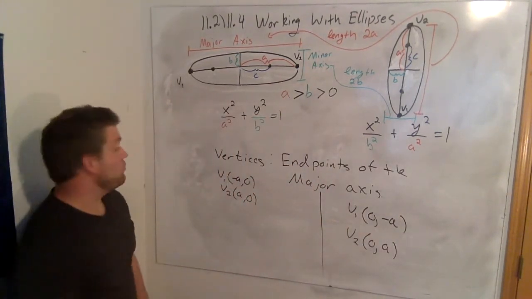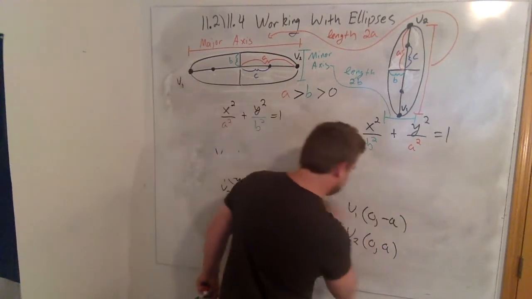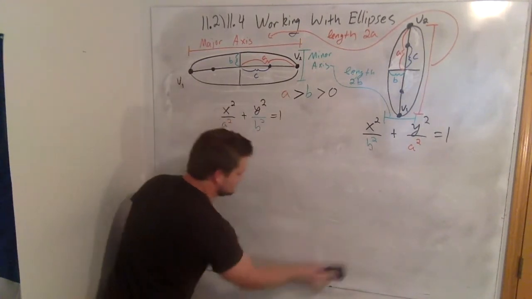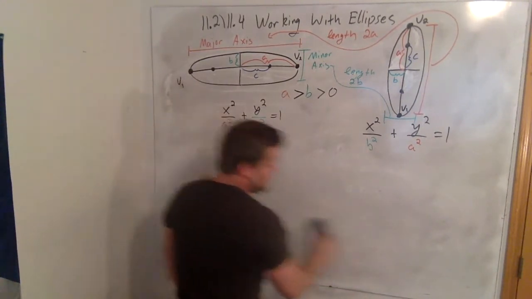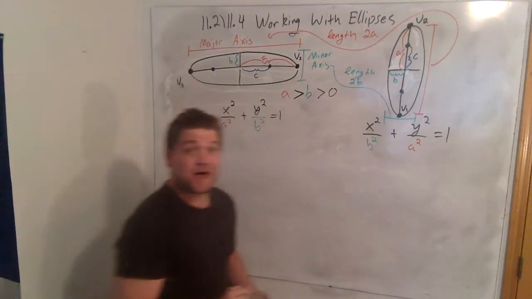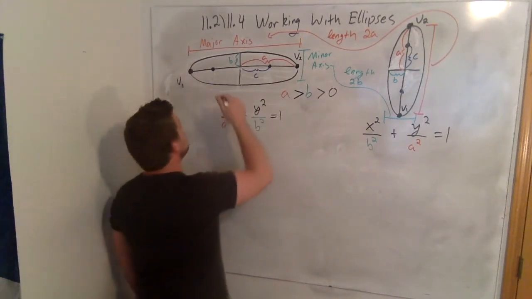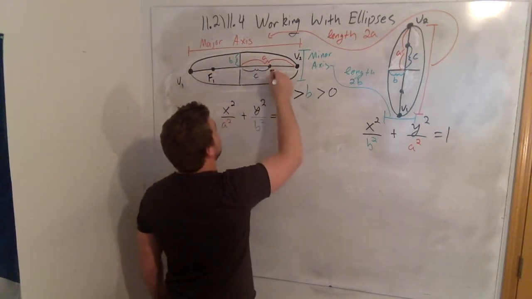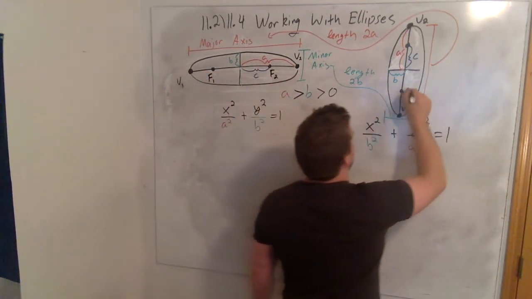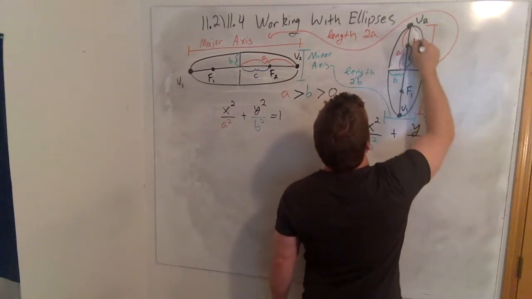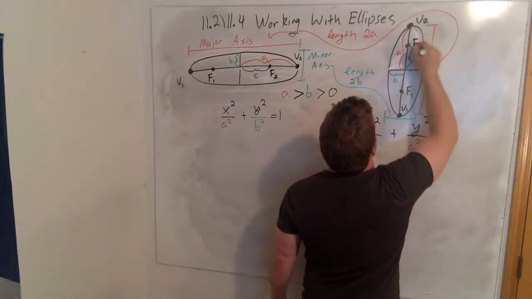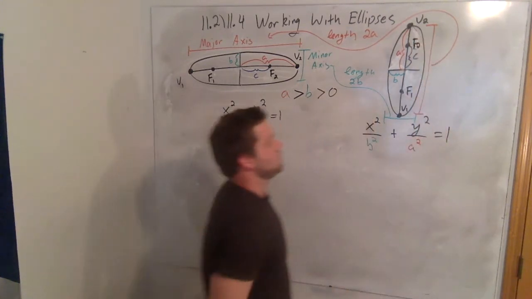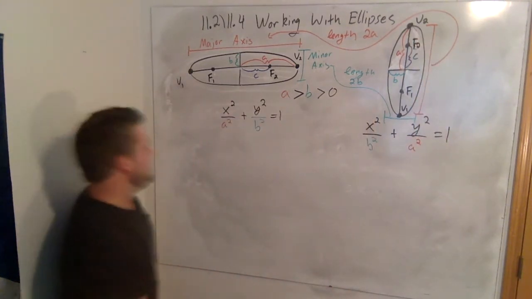Let's now talk about foci. Oftentimes, you'll see capital F's to talk about the foci. So this one we'll call maybe F1, and we'll call this one here, how about F2? We'll call this one F1, and this one F2. And there's really nothing special about why I called one 1 and the other one 2. Okay.